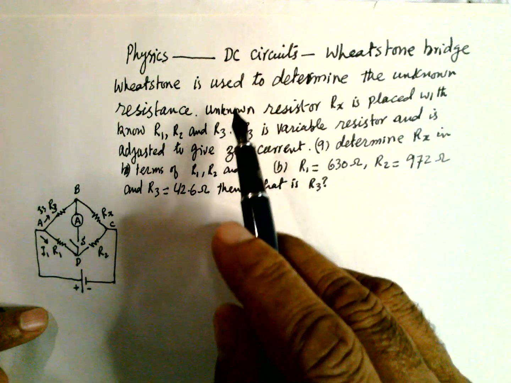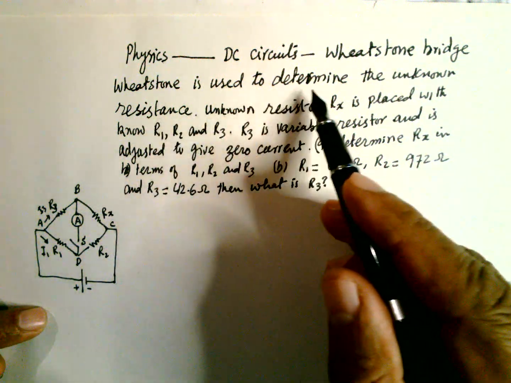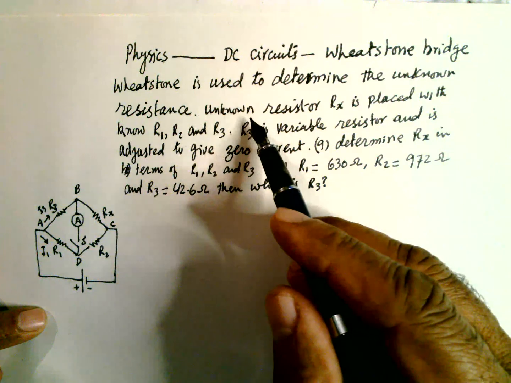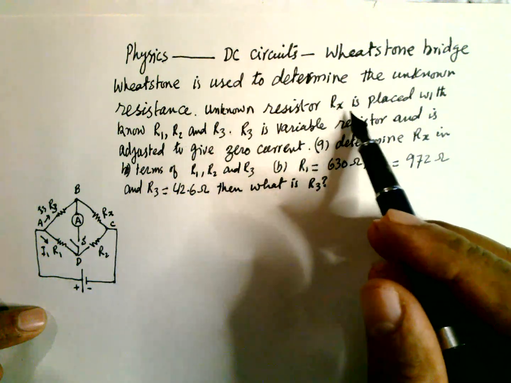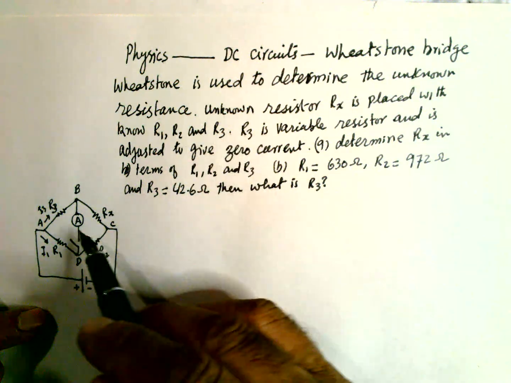Hello, physics, DC circuits, Wheatstone bridge. The Wheatstone bridge is used to determine the unknown resistance in a circuit. So suppose an unknown resistor Rx is placed with the known resistances R1, R2 and R3 shown in the figure.